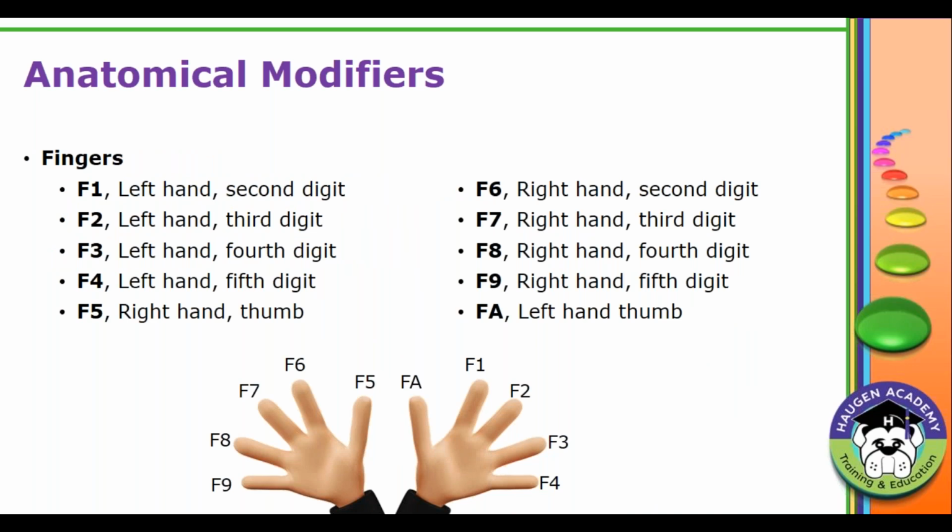Anatomical modifiers for the fingers. So we got our little jazz hands here. And these, similar to the coronary arteries, should be used anytime the code specifies per finger.